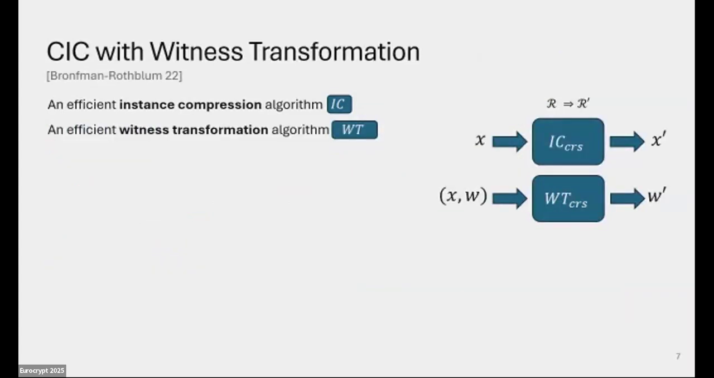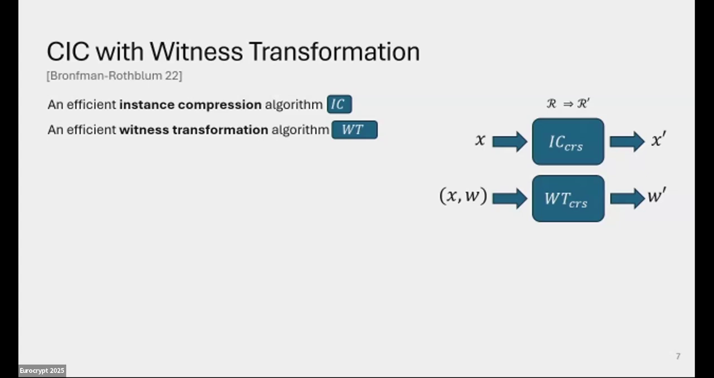In fact, Bronfman and Rothblum were the first to define computational instance compression. The way they defined it is with another algorithm called witness transformation. So in their notion, they had two efficient algorithms, instance compression and witness transformation. Again, this is a cryptographic primitive that depends on a CRS. And now we're going to talk about transforming from a relation R to a relation R prime, rather than just from a language to a language L prime.